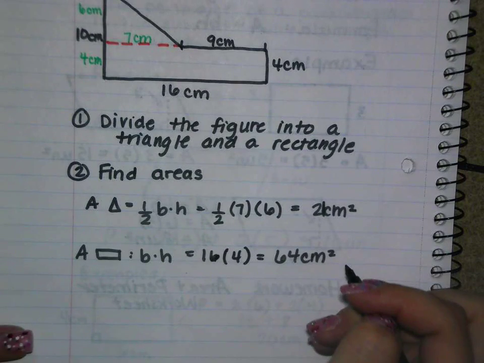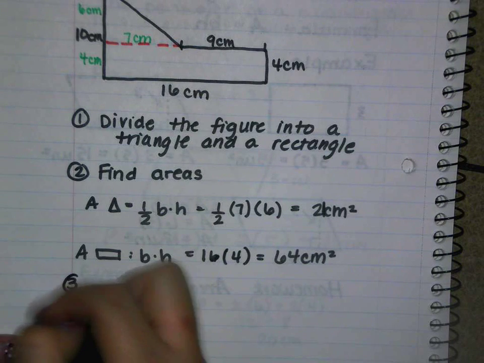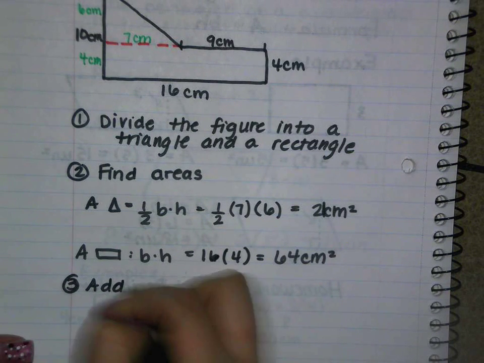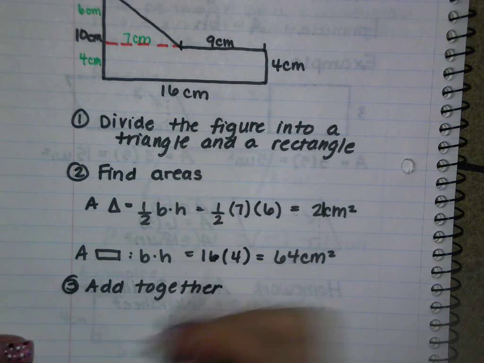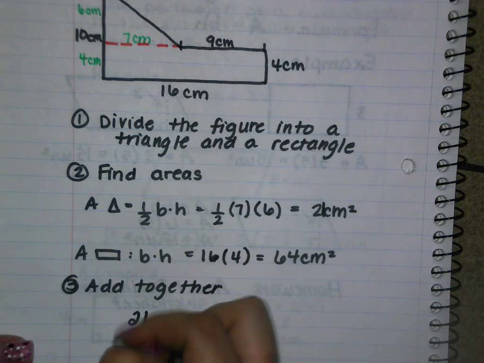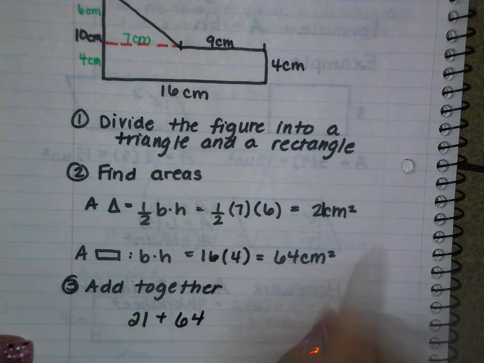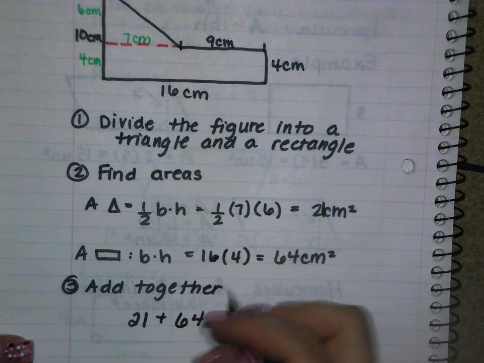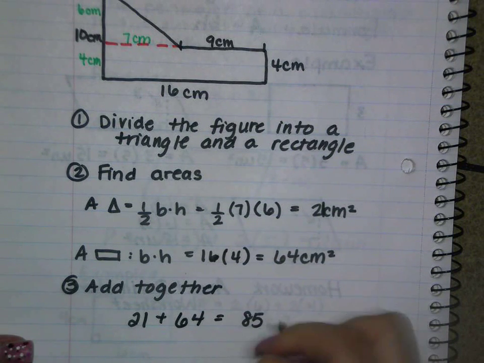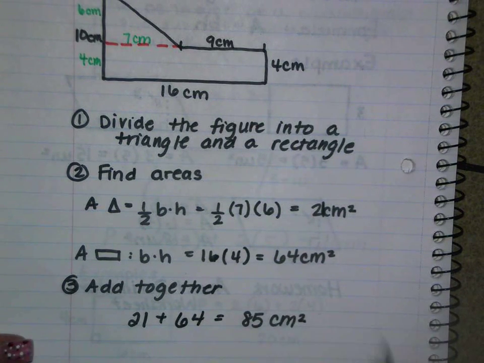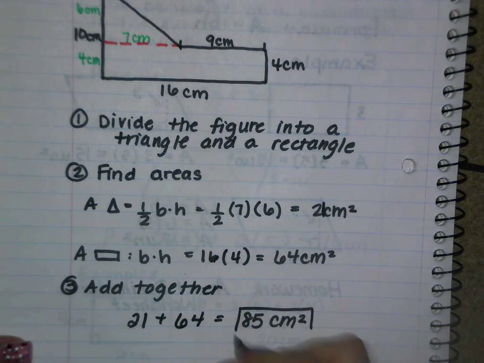And then the last thing that we're going to do is add them together. And so you can see this is how we would add them. 21 plus 64 from the two areas that we just solved here is equal to 85 centimeters squared. And that would be the answer for that one.